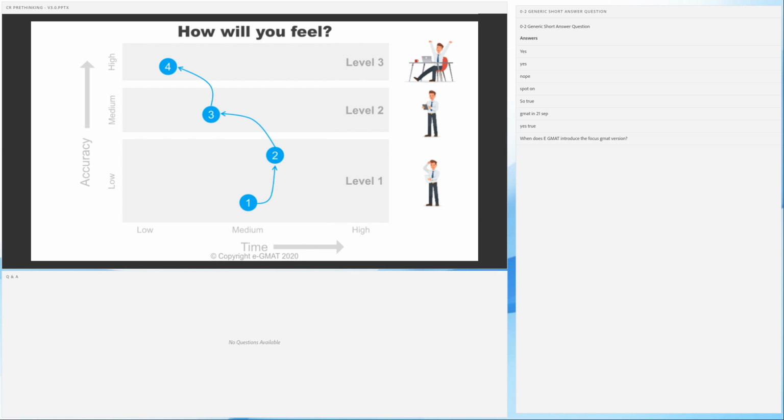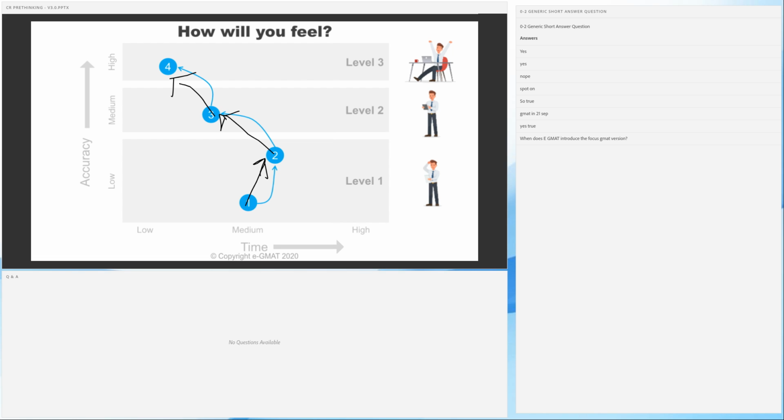Okay. Again, you can see accuracy and time both go up. Accuracy continues to go up, time goes down drastically.